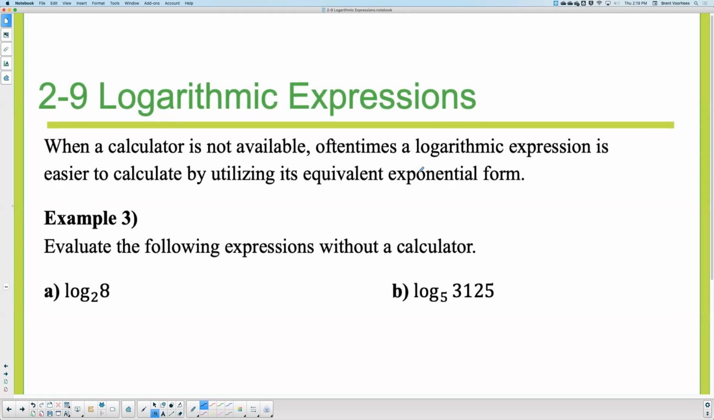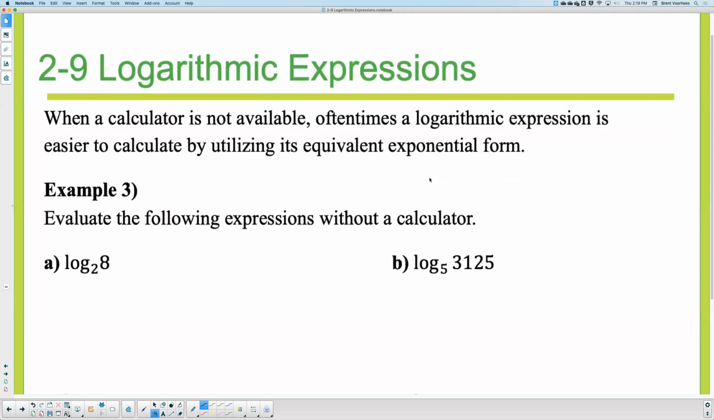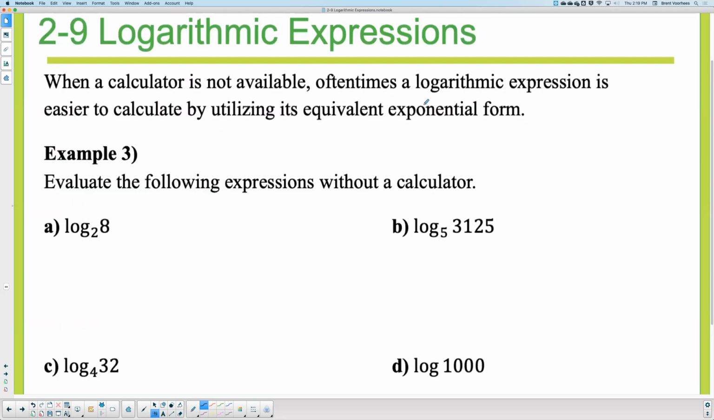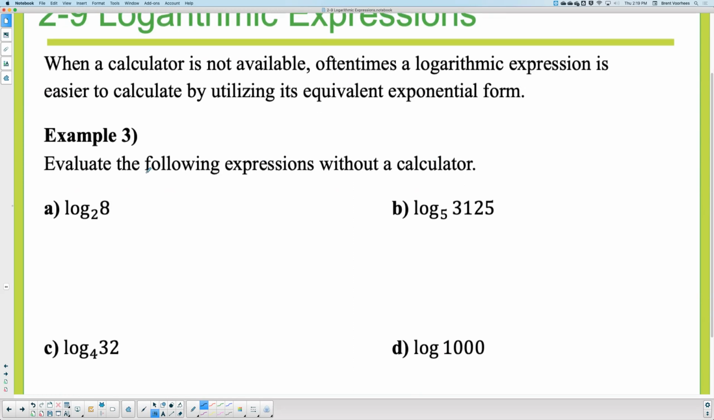All right, so I kind of dove into this, but I'm going to do it again. It says when a calculator is not available, oftentimes a logarithmic expression is easier to calculate by utilizing its equivalent exponential form. So evaluate the following expressions without a calculator. Now, a lot of students would look at this and say, I don't know what to do here. So to solve it as an exponential, here's what I do.